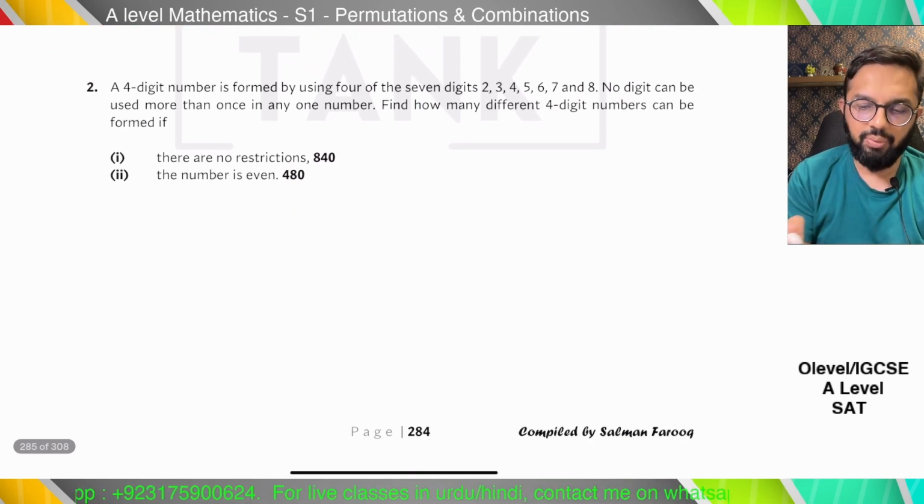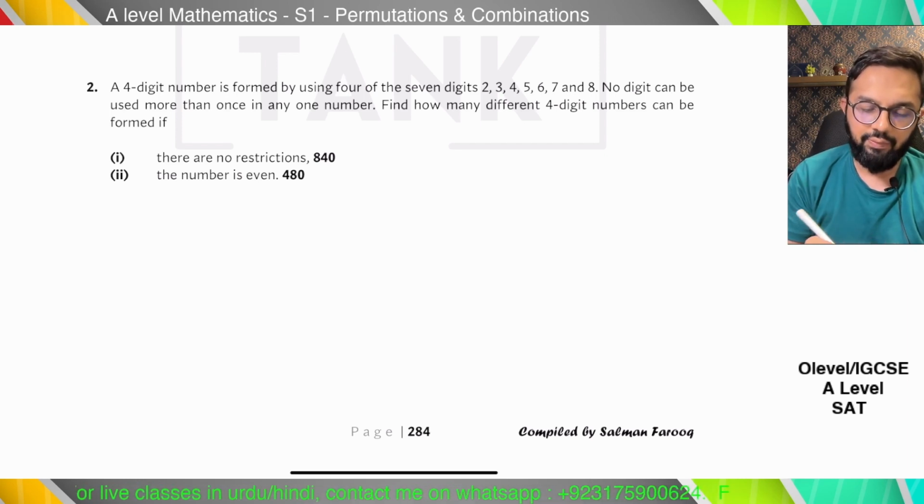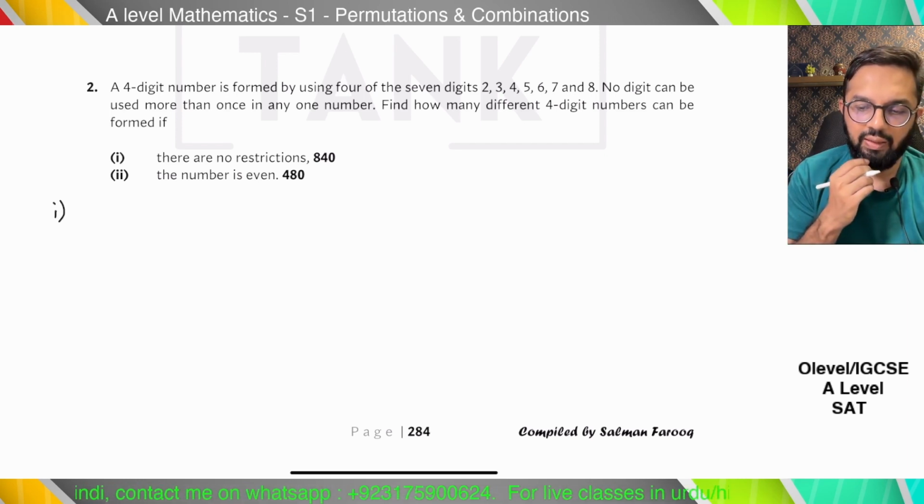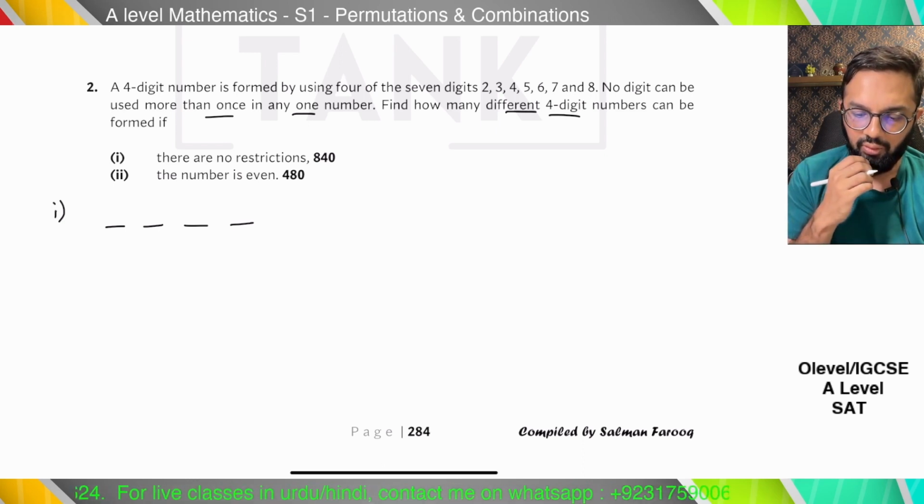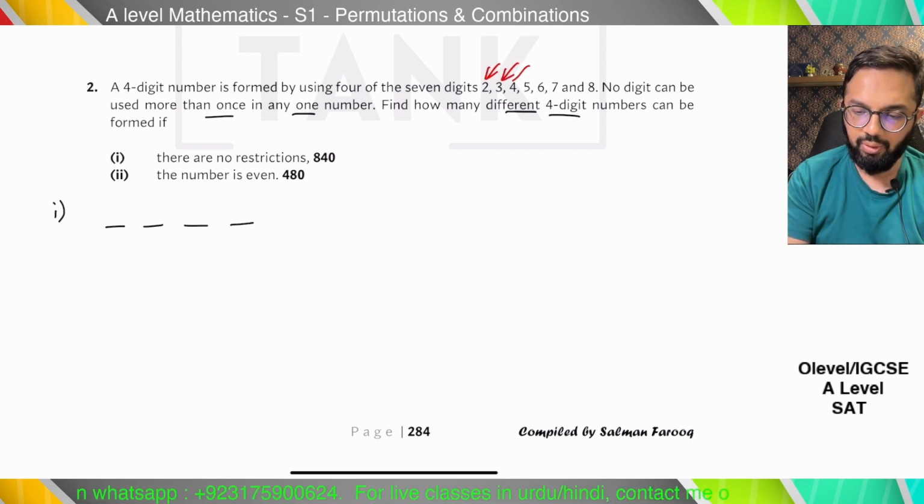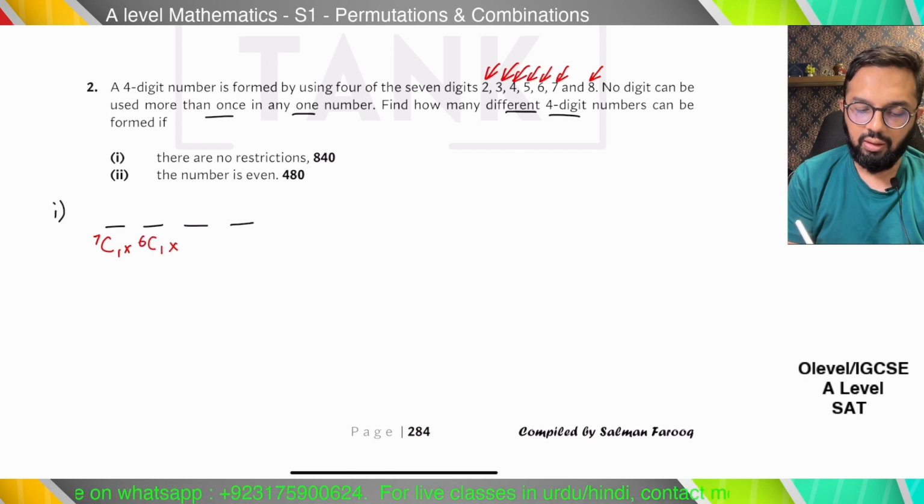It says a 4-digit number is formed by using 4 of the 7 digits 2, 3, 4, 5, 6, 7, and 8. No digit can be used more than once in any number. Find how many different 4-digit numbers can be formed if there are no restrictions. Okay, if there are no restrictions. So 4-digit numbers, how many digits are available? 1, 2, 3, 4, 5, 6, 7. 7 numbers. So 7C1 into 6C1 into 5C1 into 4C1. That gives me a total of 840.